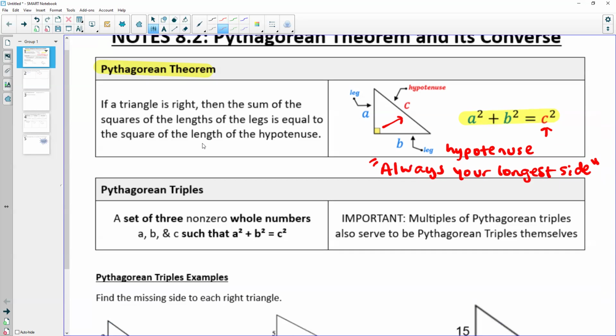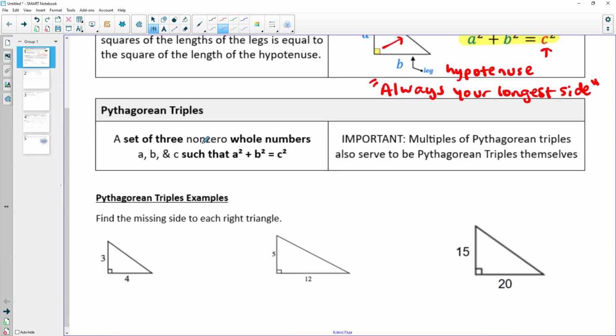The next thing we want to look at is something known as a Pythagorean triple. A Pythagorean triple is a set of three non-zero whole numbers, a, b, and c, such that a squared plus b squared equals c squared. All this basically means is that the result is going to be all whole numbers. One thing to note is that any multiples of Pythagorean triples will be Pythagorean triples themselves. I'll explain more about this after looking at some examples down below.